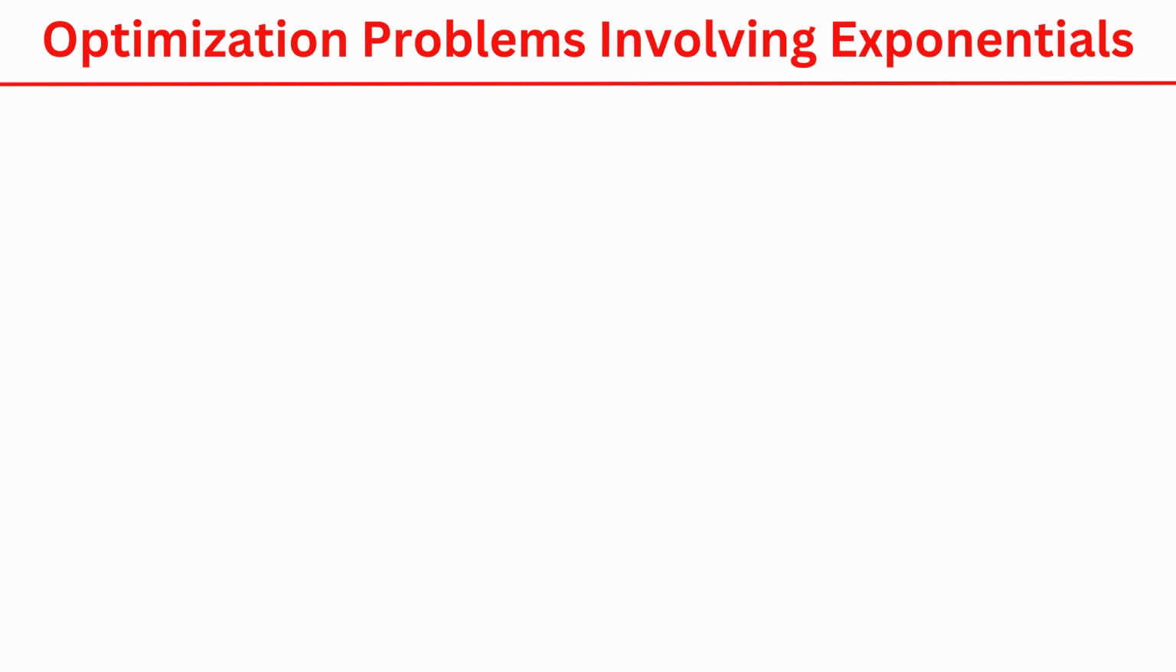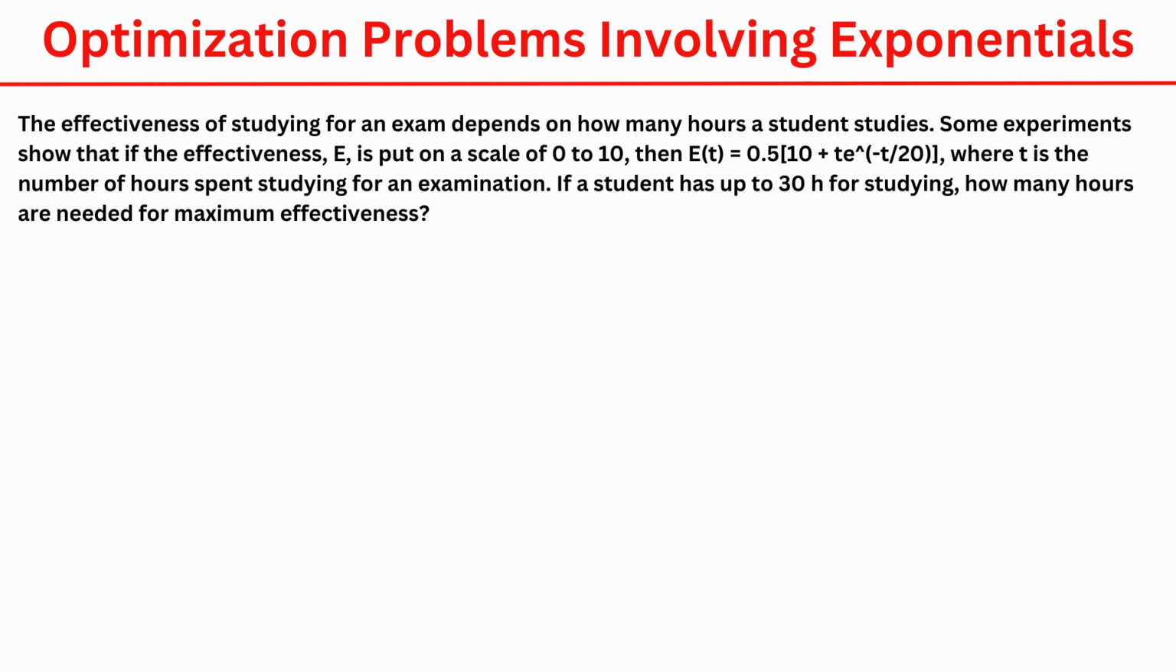Now, let's get to some of the applications of finding the derivative of exponential functions. In this example, we're trying to find the effectiveness of studying for an exam. Depending on the hours t a student studies, they will get a result E. This is represented by the expression E(t) equals 0.5 times (10 plus t) times e to the power of minus t divided by 20, where a student only has a maximum of 30 hours for studying. We are trying to find out how many hours would be the most effective for studying.